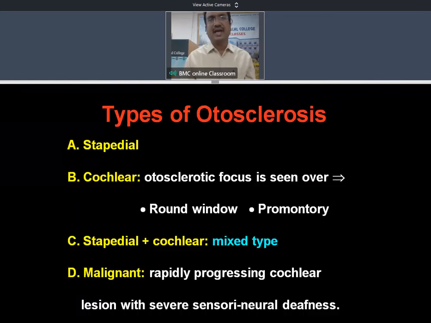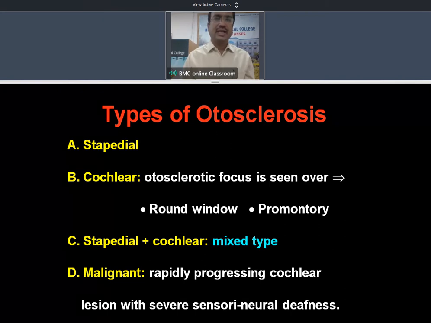Then coming to the various types of otosclerosis. The most common site for the otosclerotic focus is just anterior to the oval window, just 1 or 2 millimeters anterior to the oval window, that is called the fissula ante fenestram. That is the commonest site of otosclerosis, the stapedial type. Where the stapes footplate attaches to the oval window, that is the site for the development of stapedial otosclerosis.